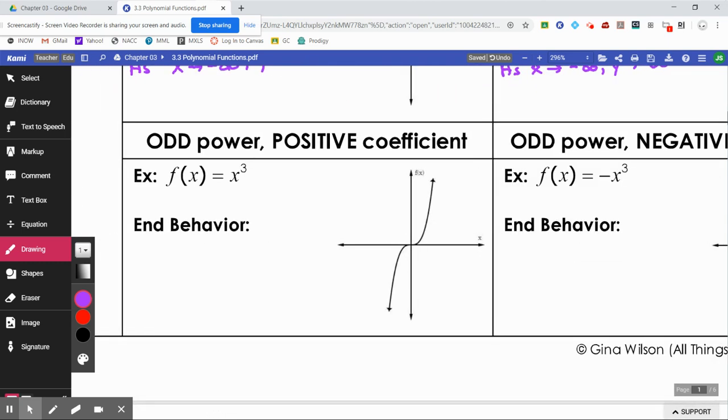What if you have an odd power, but a positive coefficient, like a 1x to the 3rd in this case? You have this general graph.